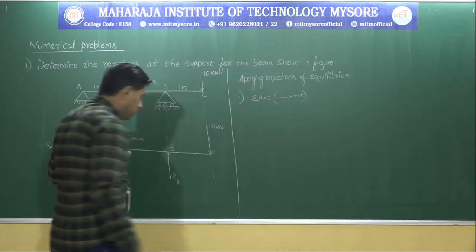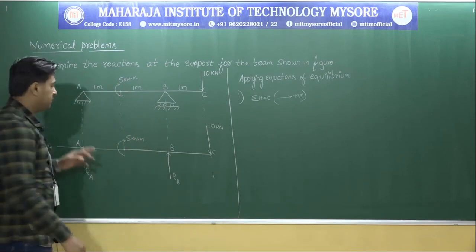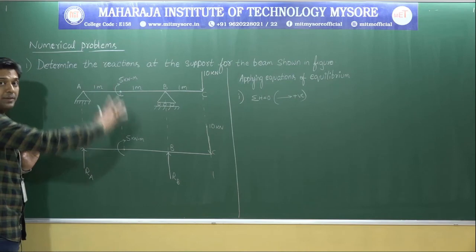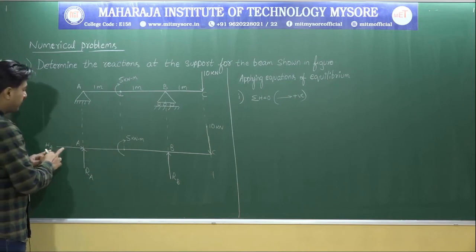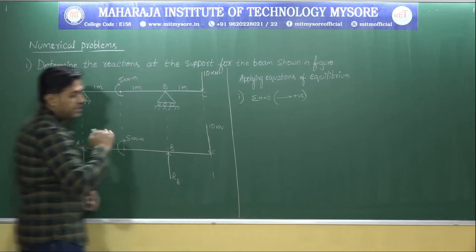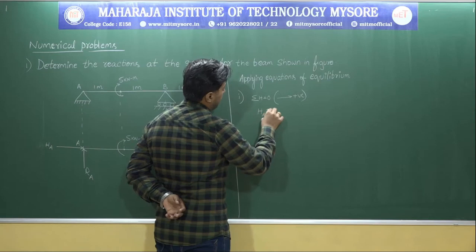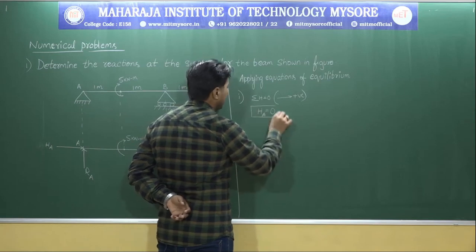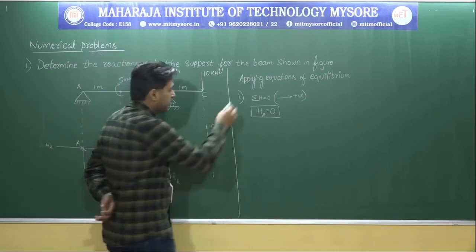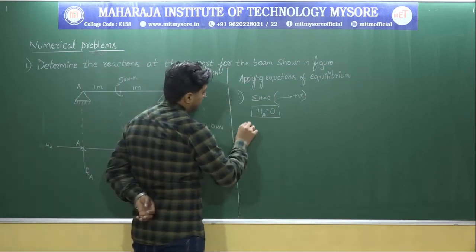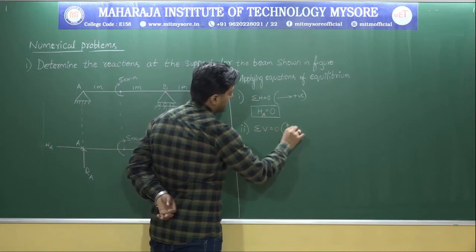So now let me go with the free body diagram. In the free body diagram, how many horizontal forces are you able to see? You will be able to see only one horizontal force, and that too HA is acting in the rightward direction. So HA is equal to 0 because there is only one force. So I got the horizontal force. Okay. So next, second one, let me go with sigma V is equal to 0, upward direction positive.